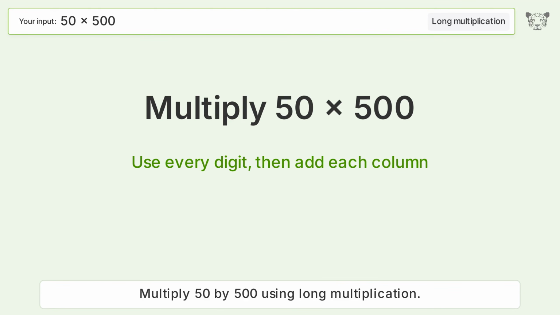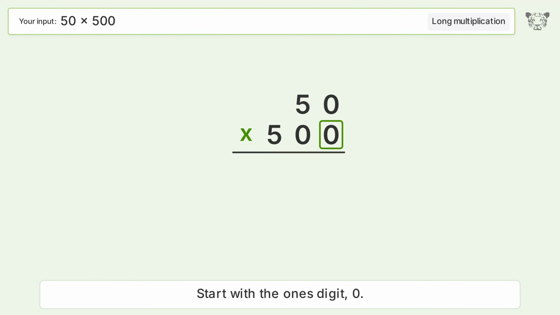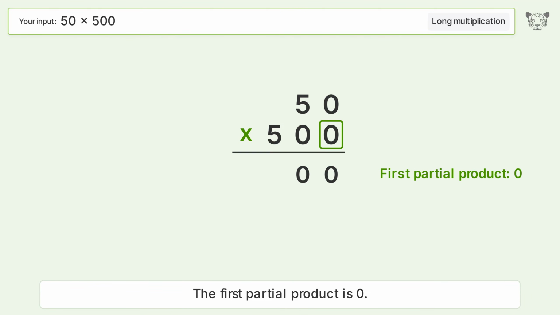Multiply 50 by 500 using long multiplication. Start with the ones digit, 0. Multiplying by 0 makes this whole row 0. The first partial product is 0.